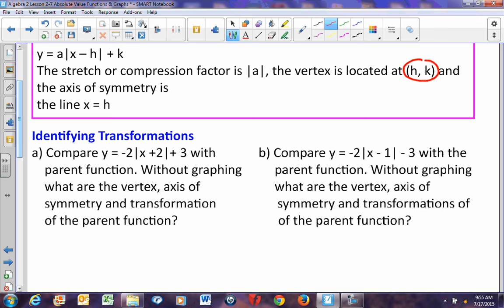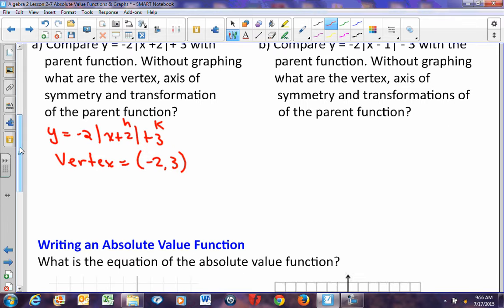So, if I have the equation y equals -2 absolute value of x plus 2, plus 3. This is h, and this is k, which means my vertex is equal to (-2, 3). Remember, it's the opposite inside the absolute value of what you think it should be. My axis of symmetry, then, is the line x equals h, so my axis is x equals -2.